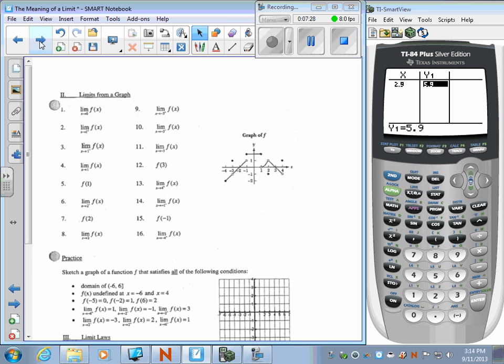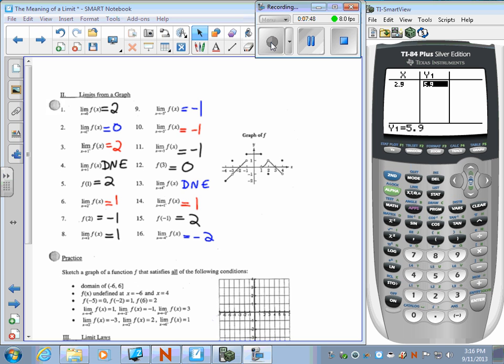In this one, we are looking at this graph and we're trying to identify these limits by using the graph. So again, what I'd like for you to do is actually complete these on your own. And then check your answers with mine. So right now, go ahead and pause the video. So here are my answers.